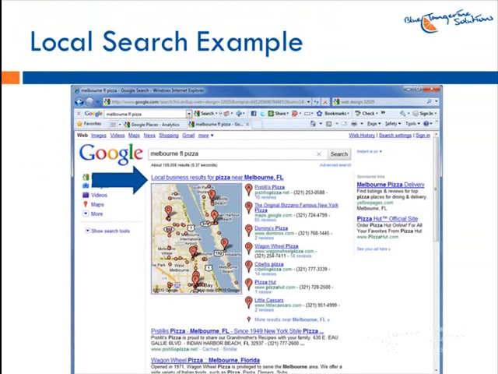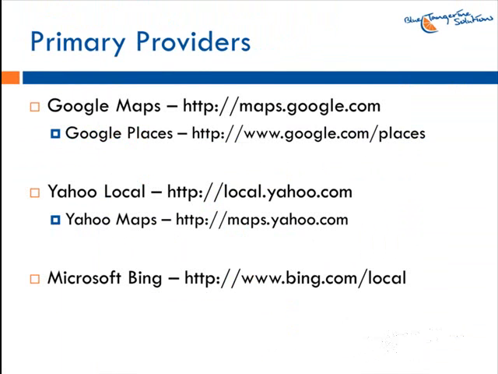Who are the providers for local search? Well, it's the same big three for search engines. You've got Google, and you find that with Google Maps as well as Google Places. Yahoo Local, as well as their Maps product, and of course Microsoft Bing. In addition to these primary providers, there are a lot of other smaller, more localized directories and such that also come into play.